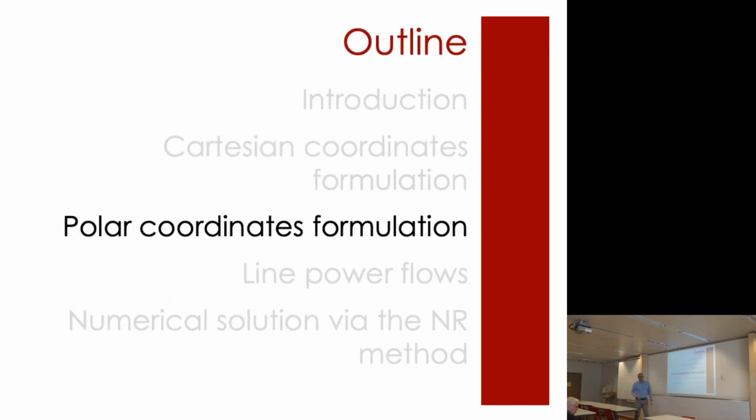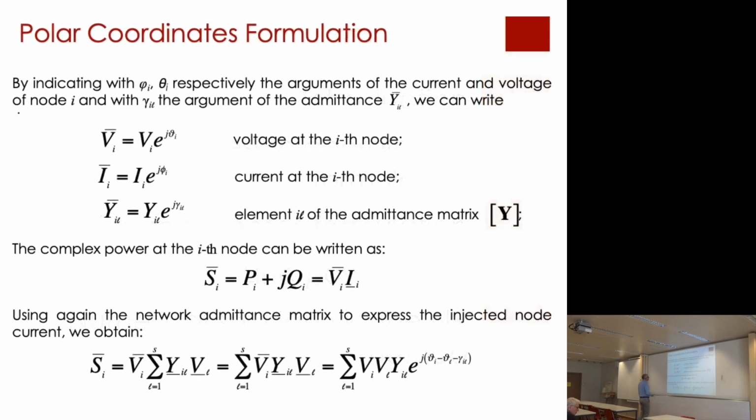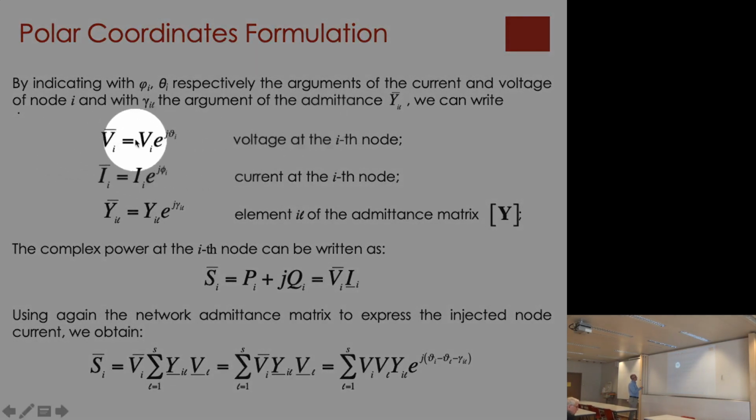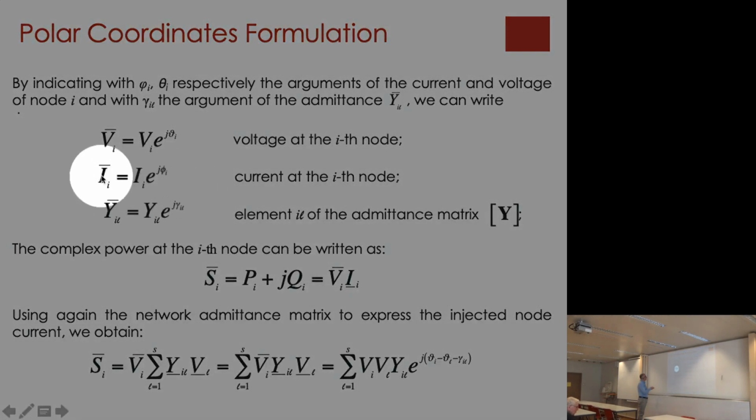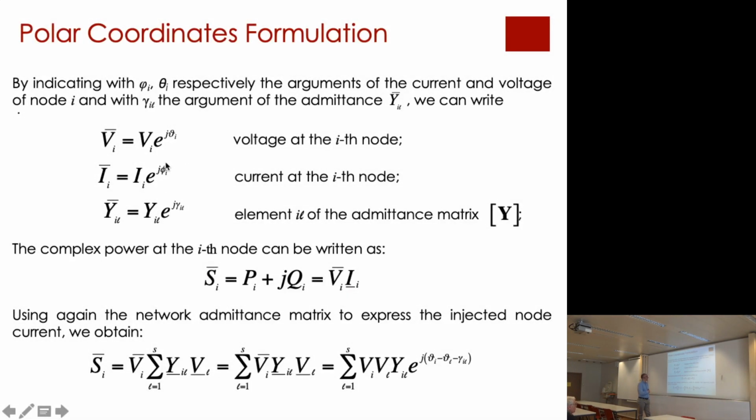Polar coordinates. In polar coordinates, the formulation is even easier. Instead of using the rectangular formulation of my state variables and my parameters, I use the Euler notation. So I say Vi upper bar is equal to Vi module times e to the power of j theta i, where Vi is the module of the voltage in the node i, and theta i is its argument with respect to the slack bus. The same thing I do for the current: Ii upper bar is equal to Ii times e to the power of j phi i, where phi i is the phase of the current phasor injected into the node i.